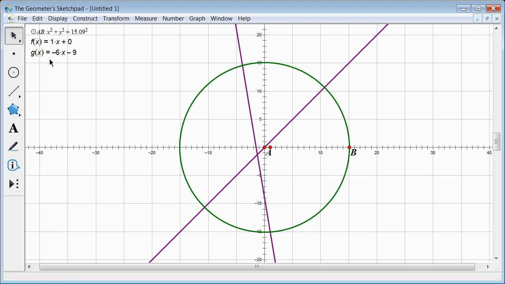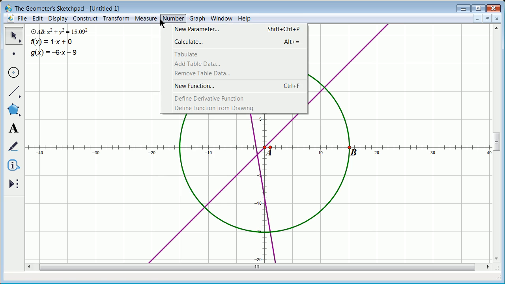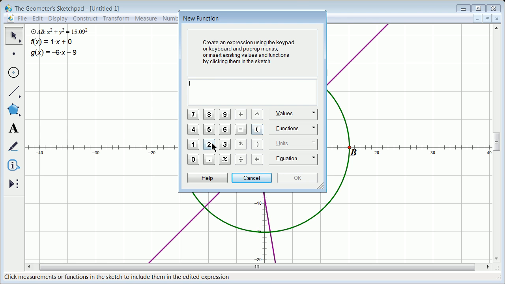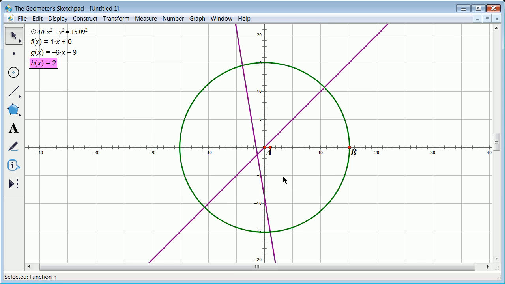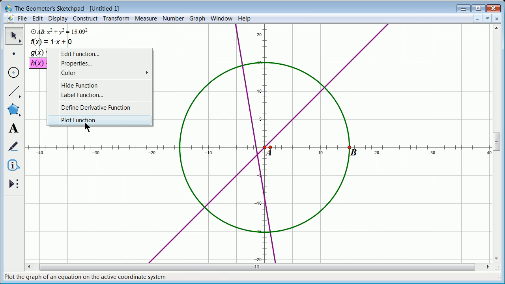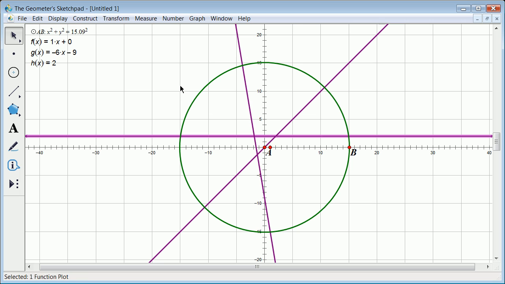If you get so much as something like this, once again, number, new function, y equals 2, and you hit right click, plot function, you get that next line. So this kind of gives you that ability, I'll do one more, that ability to realize that mathematics can be expressed by formulas or by shapes, and it is the same thing.